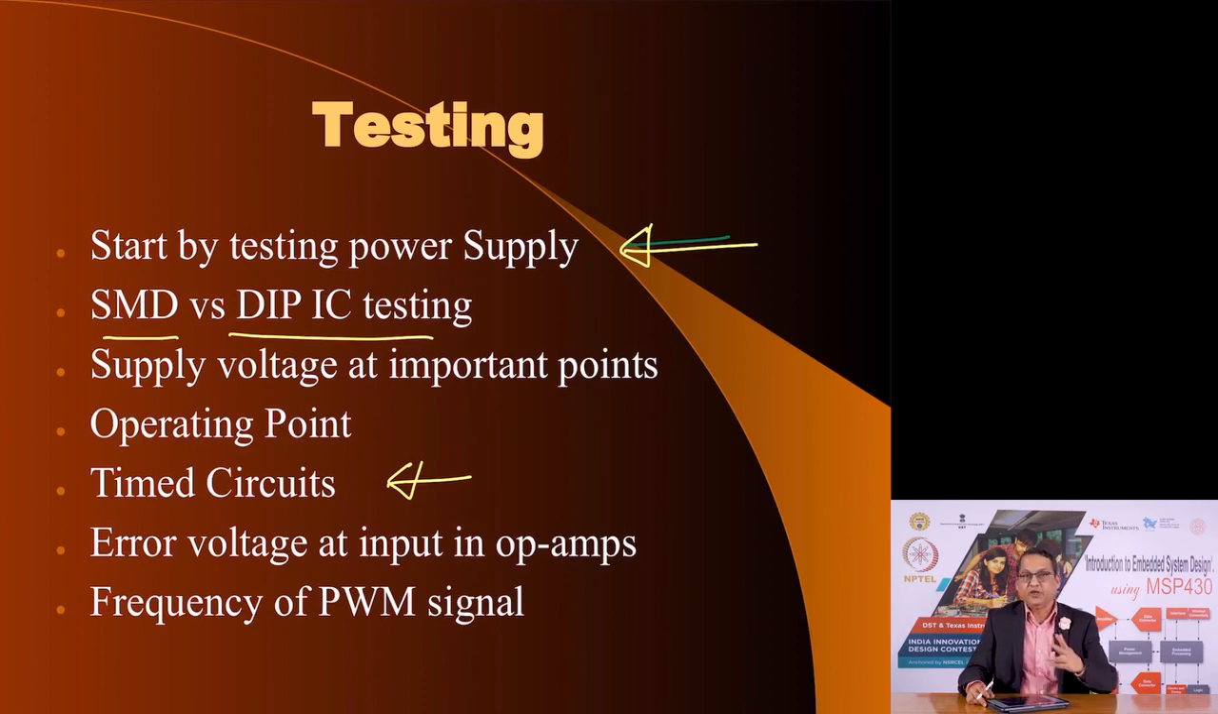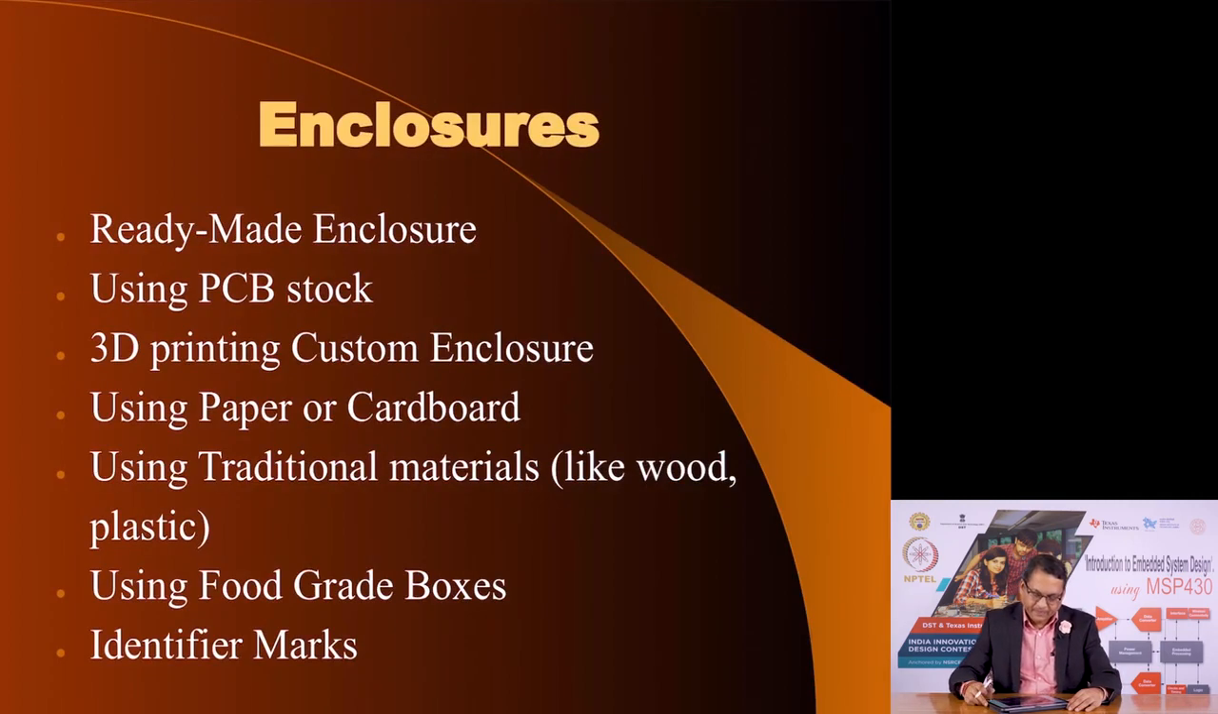And if you are using any op amps, these op amps have what are called error voltages. You should be able to estimate that before you insert them in your circuit. If you are using any pulse width modulation signals, you should be able to measure the frequency of those PWM signals, because the frequency of the PWM signal is very important. These are some suggestions that we have compiled based on our not too much, but quite a bit of experience that you should consider while testing.